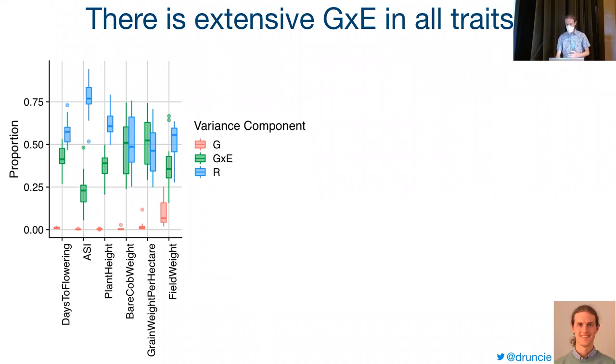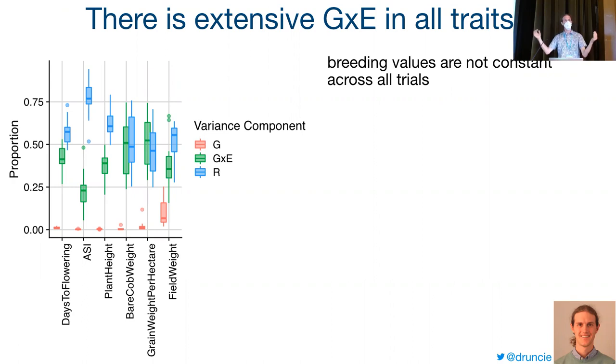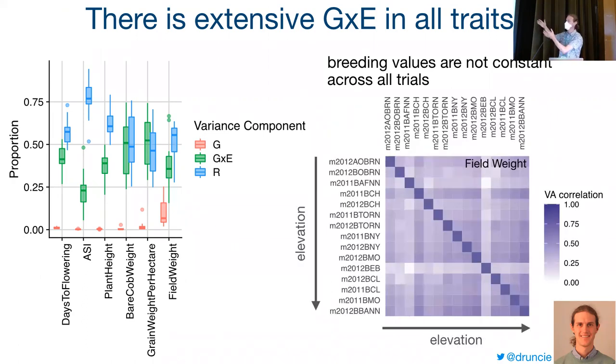And that's not really surprising. All that means is that the breeding values aren't constant across all the trials, which we can see by making a heat map of the correlations. In this case, I'm showing the field weight yield measure. All the trials are pretty much positively correlated in their genetic values, but those correlations are less than one. And as soon as you add one trial where the lines behave differently than in any other trial, we suddenly will call it all G by E. So it's almost not an interesting answer, but it's there.